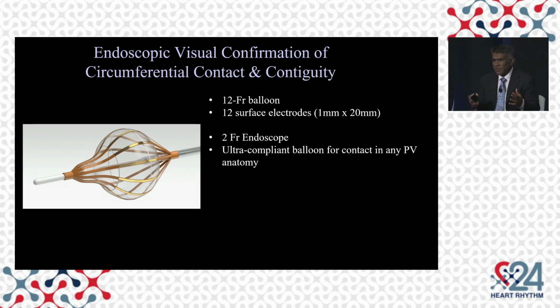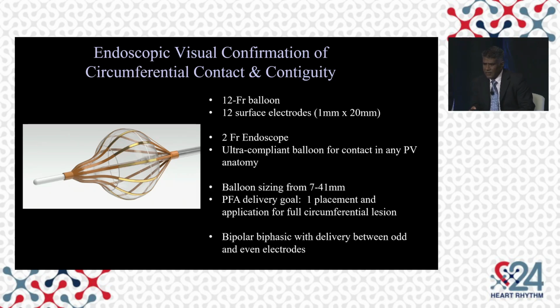And you know, all these PVs have different shapes. So because it's ultra-compliant, it fits into the PV as opposed to you trying to clock or counterclock to get contact at different surfaces. And I think that's where circumferential contact with one position keeps this balloon different from other balloons. The size, just like before, is between 7 and 41 millimeters. And the goal of PFA, and this is still in development, we're doing early preclinical work, is that you place it in one vein, you don't have to rotate, you look for contact so you know where you don't have contact, you give a lesion, and you have a contiguous lesion.